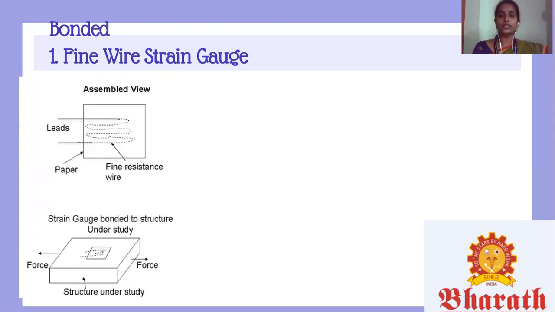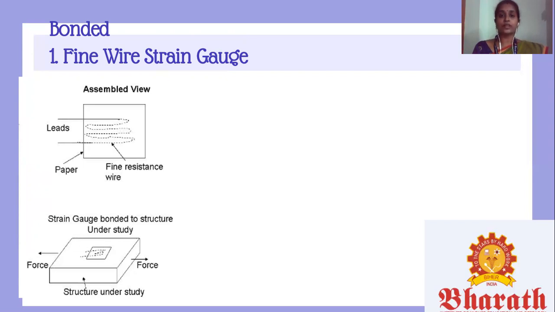So the first one is the fine wire strain gauge. You can refer to the diagram. The arrangement consists of the following parts. The fine resistance wire of diameter 0.025 mm is bent again and again as shown in the diagram. This is done to increase the length of the wire, and it permits a uniform distribution of the stress.